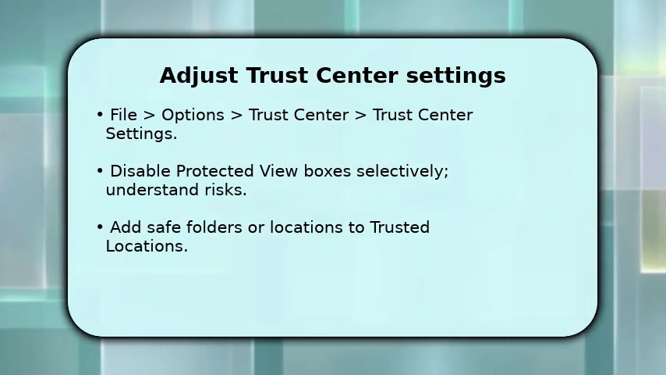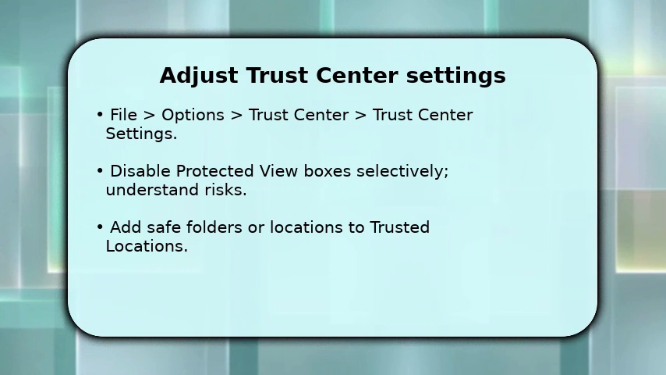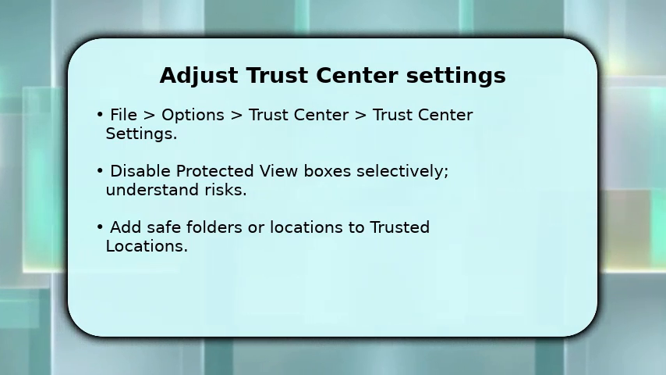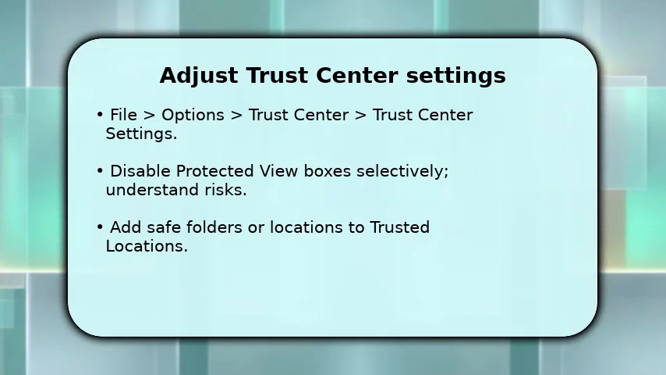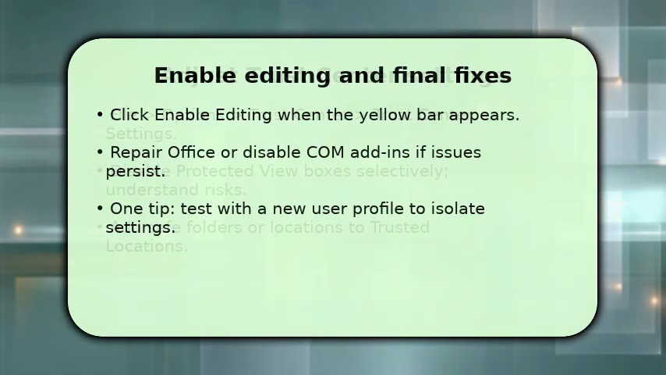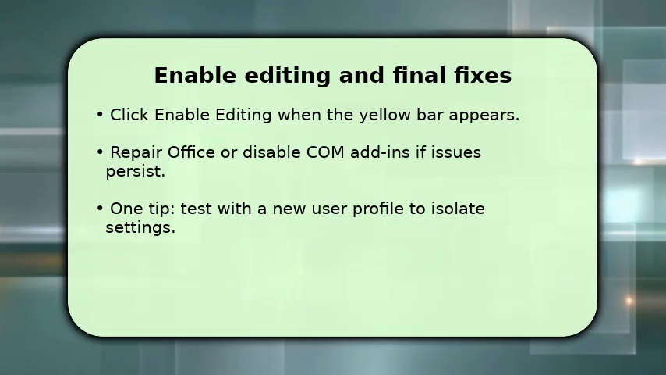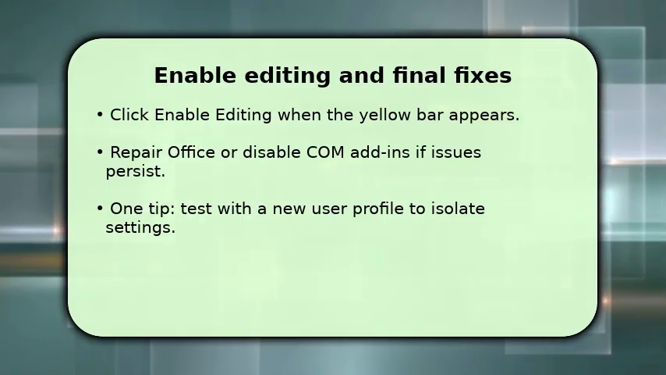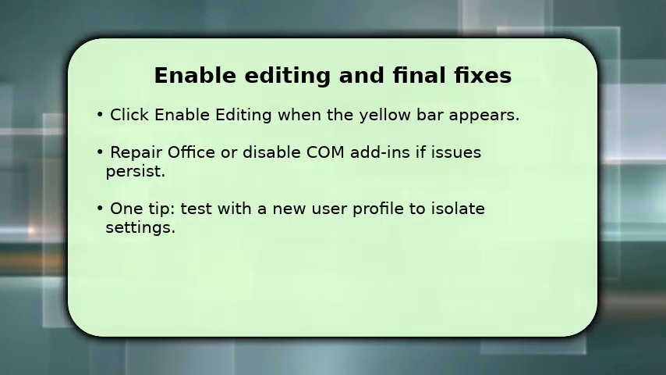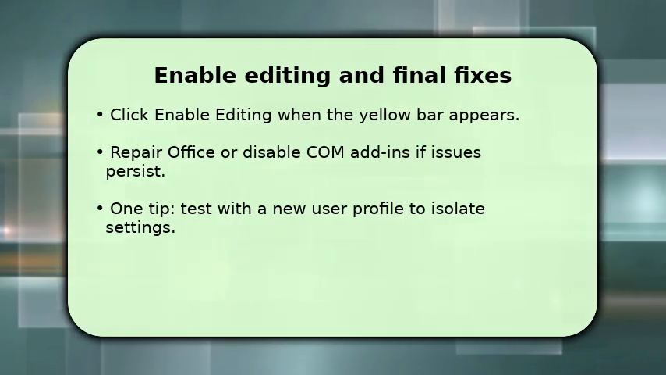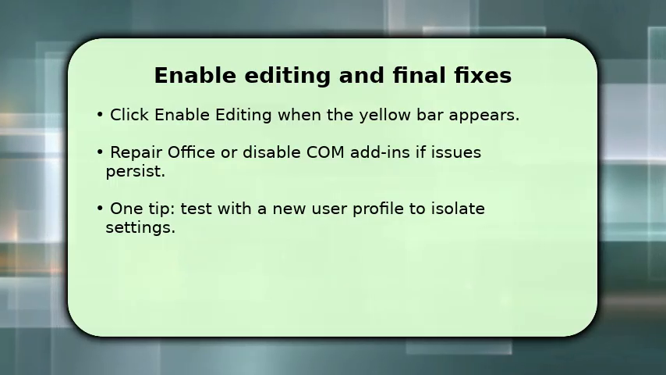Next, add the files folder to trusted locations so Excel won't open future files in protected view, and make sure to confirm the change. You finish by taking the final steps to re-enable full editing and troubleshoot remaining problems. When the yellow protected view bar appears, click Enable Editing if you trust the file. That immediately restores normal functionality.